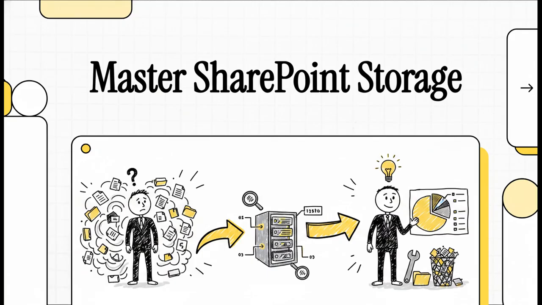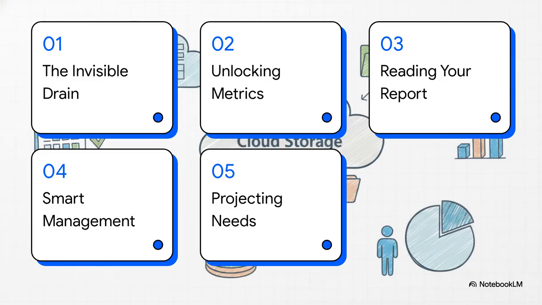You'll know exactly how to look under the hood of your SharePoint site, identify those hidden space hogs, and clean things up with surgical precision. Okay, let's dive into this. Here's our roadmap for the explainer today. We'll start with the invisible storage drain, move on to unlocking storage metrics, and then guide you through reading your storage report. After that, we'll cover smart storage management, and finally, wrap up with projecting future needs. It's a clear, completely actionable sequence to get your site running perfectly again.